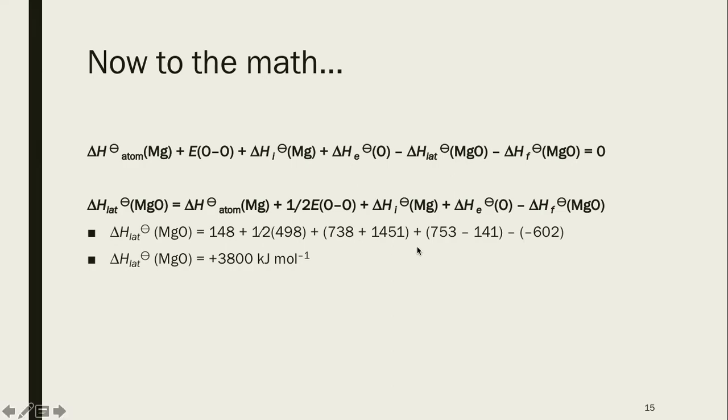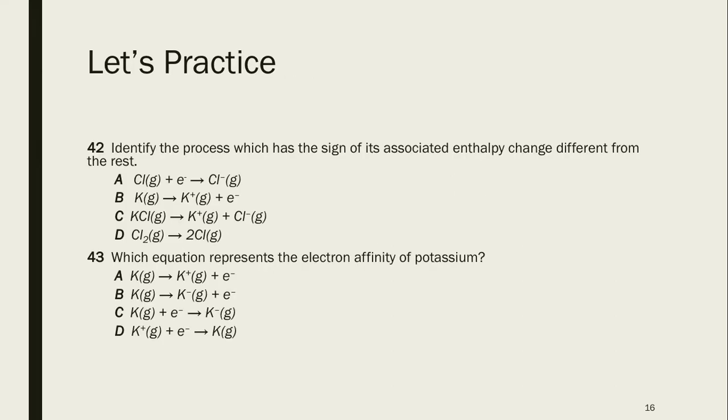Okay, just one final thing to note before we look at some examples is we have to subtract the enthalpy of formation of magnesium oxide. Well, the enthalpy of formation of magnesium oxide is negative 602, so we're going to subtract a negative 602, so you end up adding 602 to the total. Okay, let's look at some practice questions.